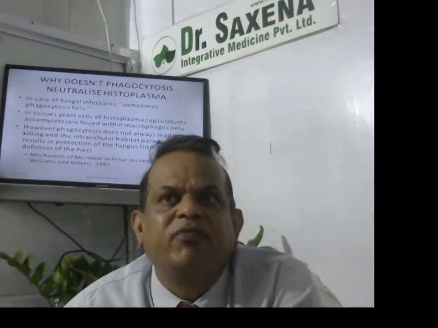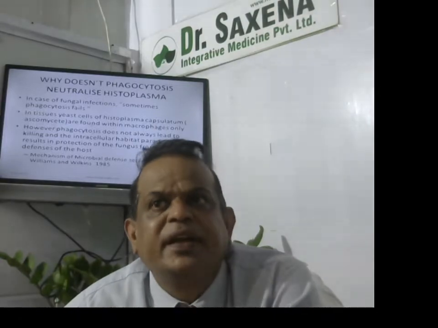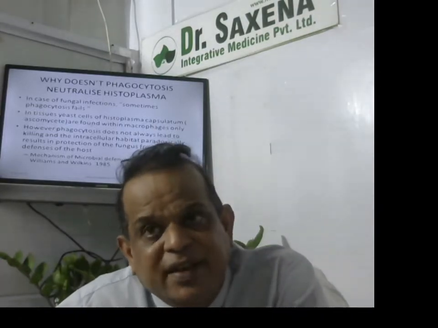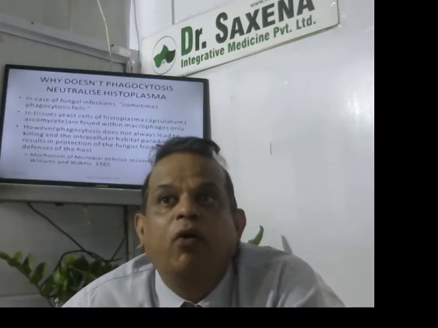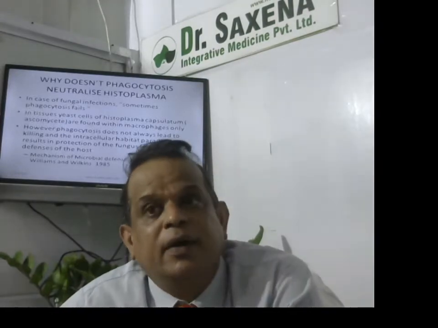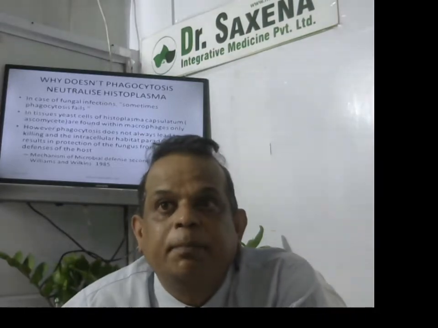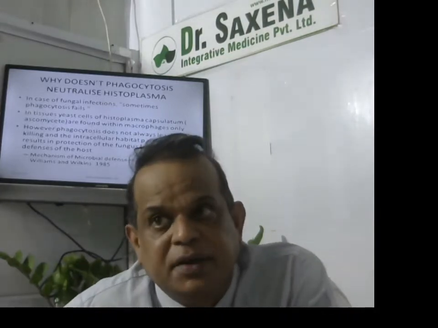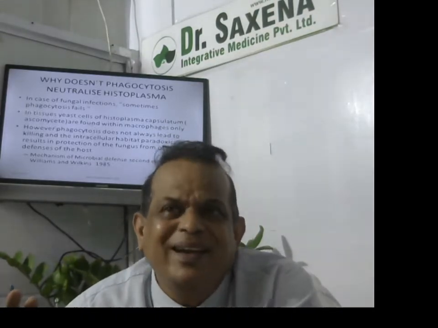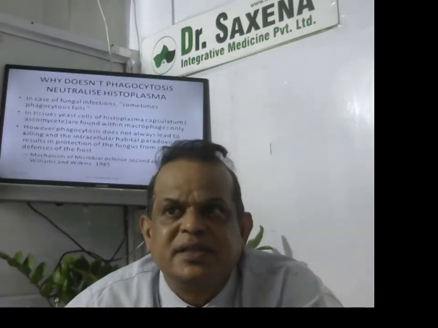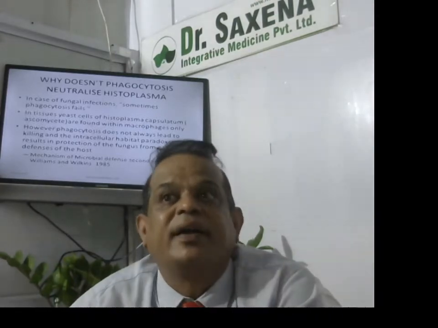Why doesn't phagocytosis neutralize the histoplasma is again a question which comes. In case of fungal infection, sometimes phagocytosis fails. In tissues, cells of histoplasma, an ascomycete, are found within the macrophages only. However, the macrophages do not always lead to killing of the intracellular habitat, paradoxically resulting in production of the fungus from other defenses. This is the mechanism of microbial defense, which clearly says phagocytosis does not always lead to intracellular killing.